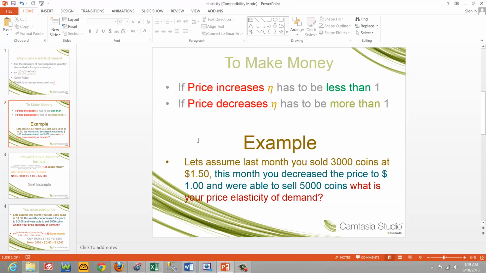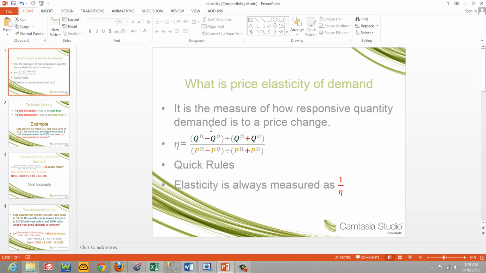The new quantity minus old quantity, divided by new quantity plus old quantity, divide that by new price minus old price divided by new price plus old price.